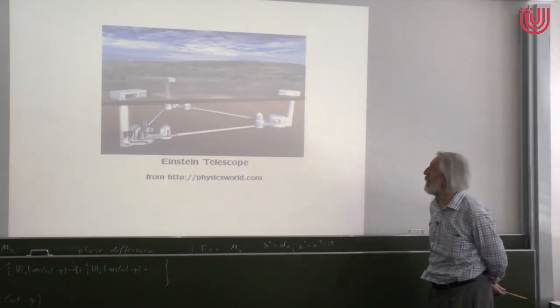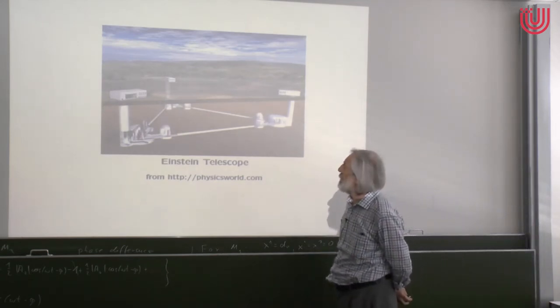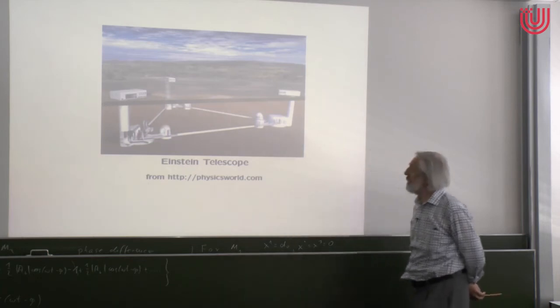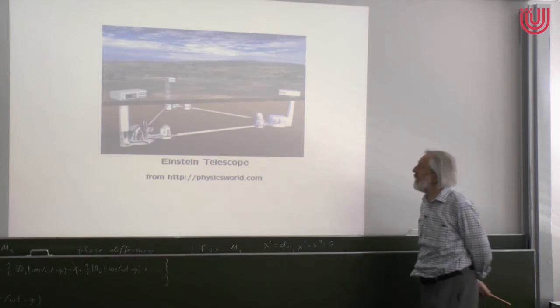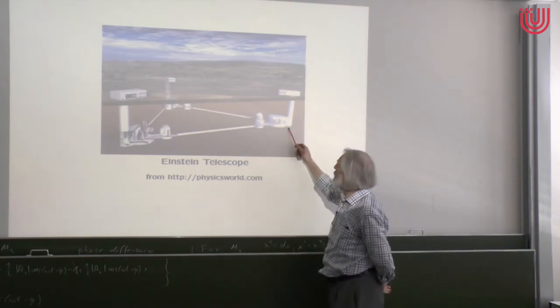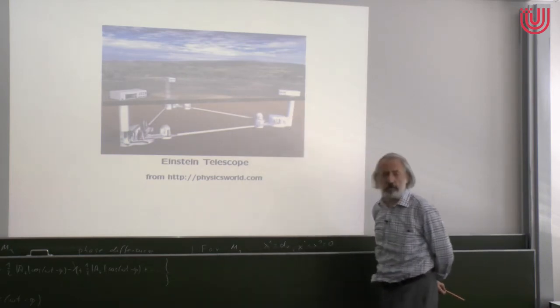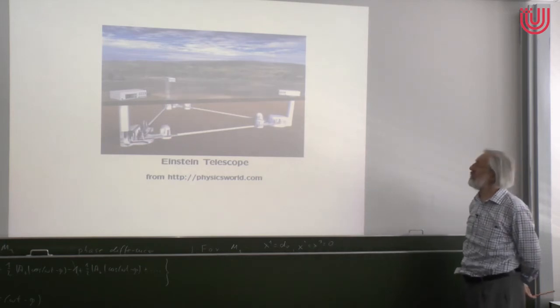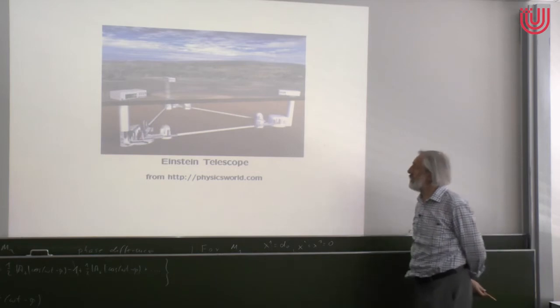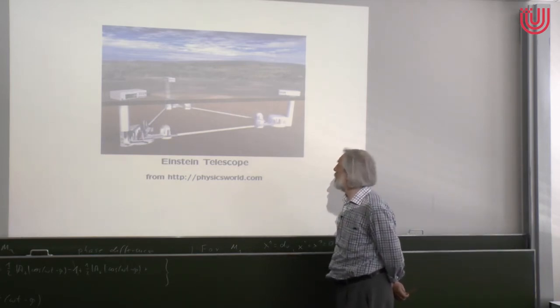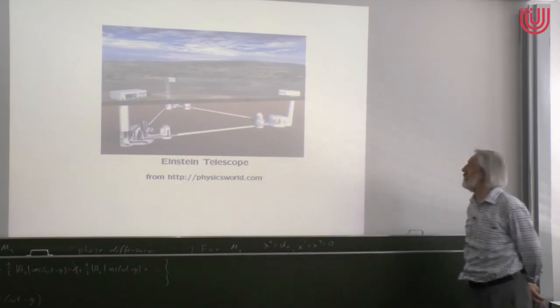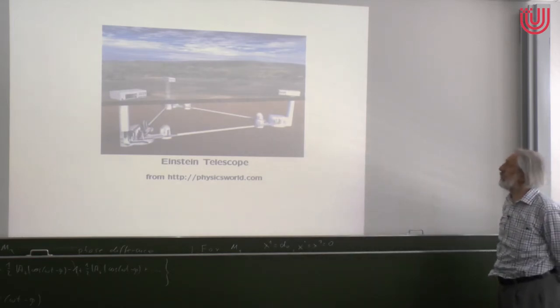More to the future is this thing, which is called the Einstein telescope. This will also be a cryogenic instrument. It's supposed to be underground, so it will be 100 or even 200 meters under the surface of the Earth. Also operated at cryogenic temperatures. And so the idea is, again, to reduce the noise even further in comparison to present-day instruments.